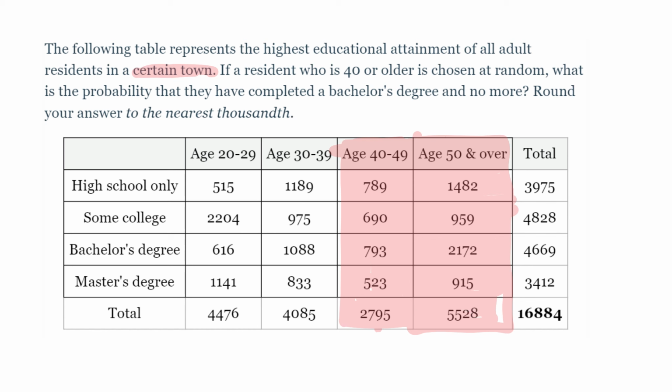So we have this resident who is 40 years or older is chosen at random. What is the probability they have completed their bachelor's degree and nothing more? Well, here's your bachelor's degree. The number of people that have gotten their bachelor's degree would be these two numbers right here.